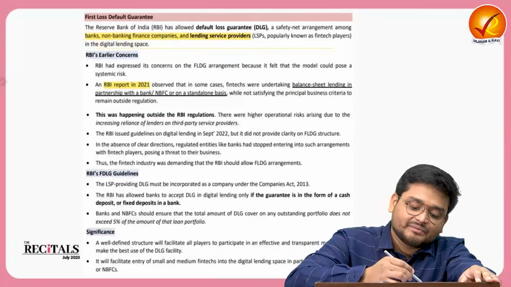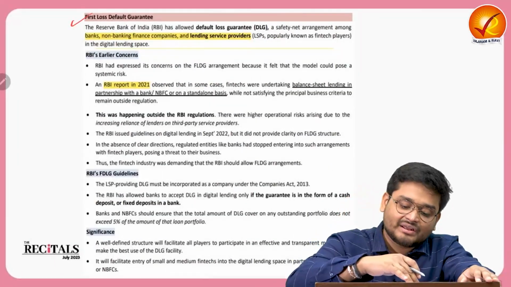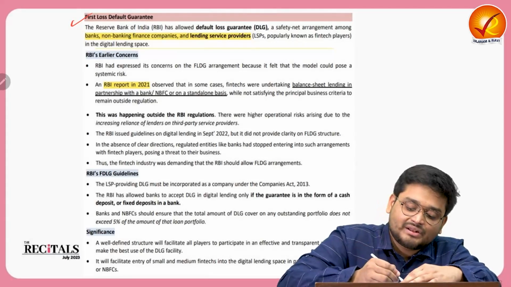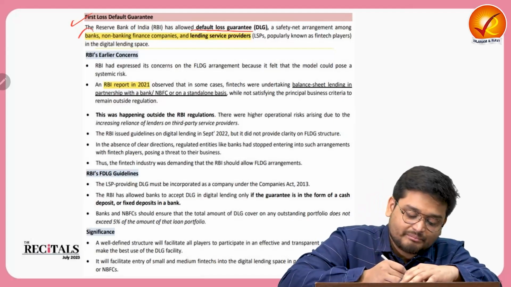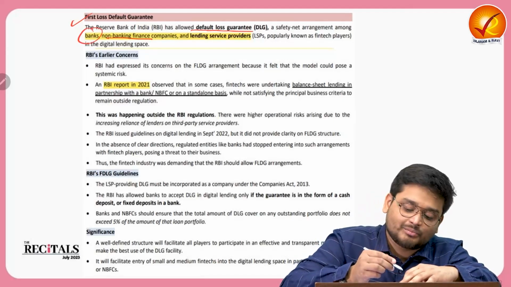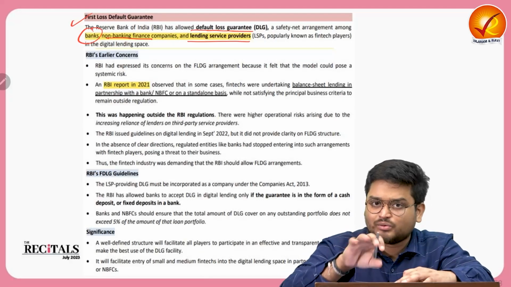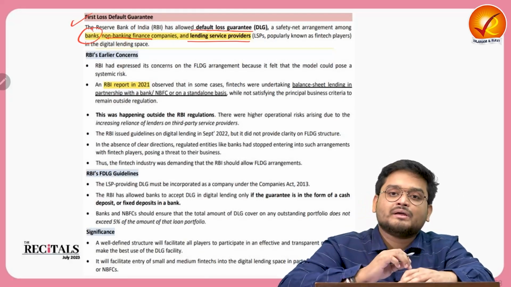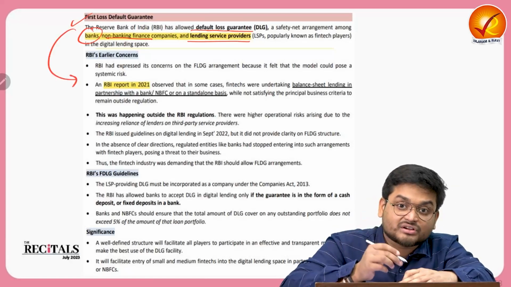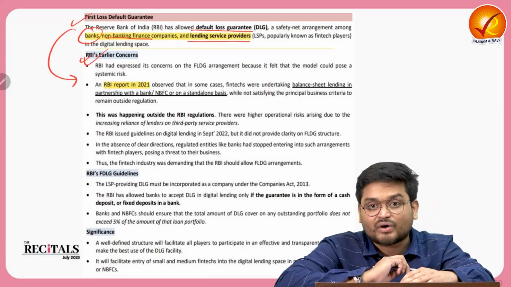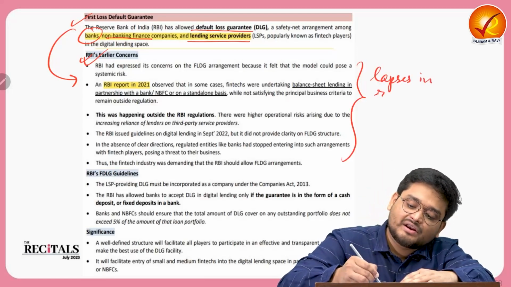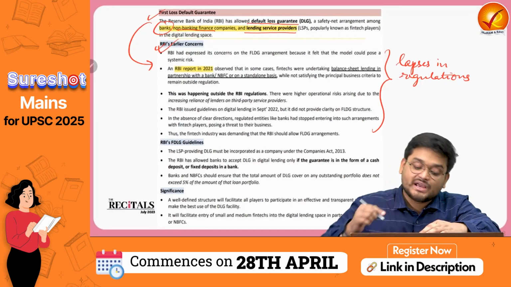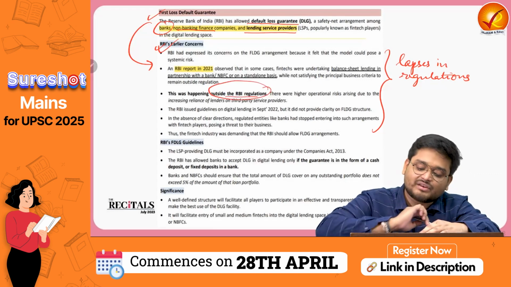So the thing is that the RBI right now has said that the default first loss guarantee will be given to these people, to banks, non-banking finance corporations and lending service providers, because these are the people who are involved in this arrangement, right? But the thing is that it is allowing now, because earlier the RBI did not allow it. Why? Because there were some lapses in the regulation. It was sometimes happening outside RBI's regulations.